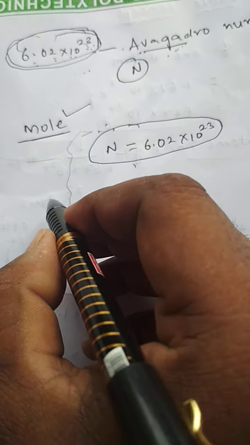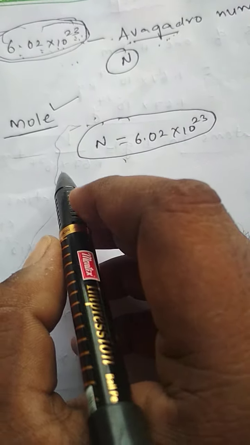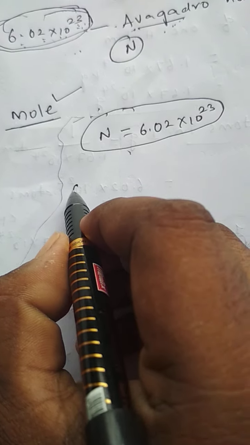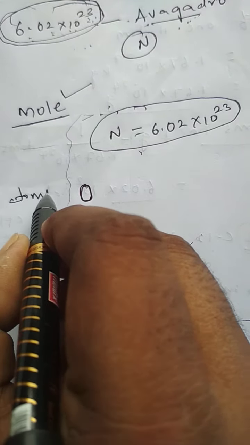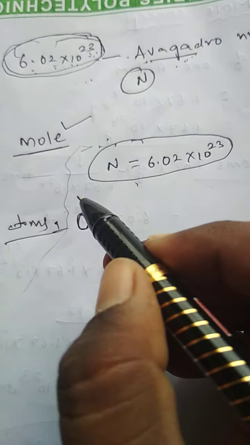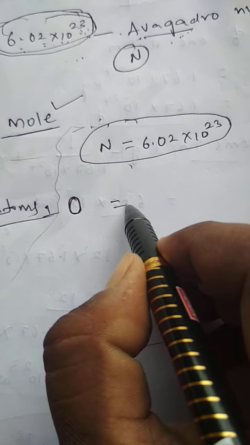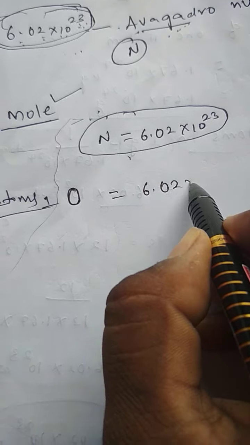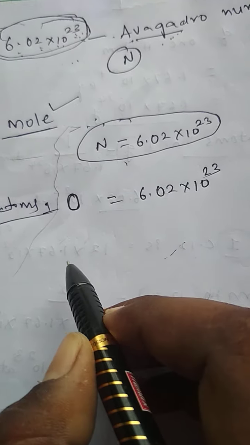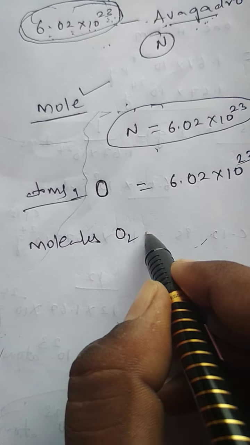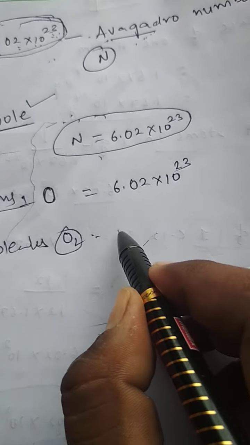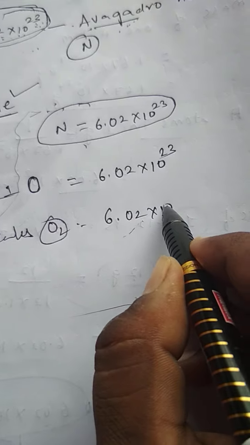Okay. So, for example, how many atoms are present in 1 mole of oxygen? The number of atoms present in 1 mole of oxygen is equal to 6.02 × 10^23. Then how many molecules are present in 1 mole of oxygen? That is also 6.02 × 10^23.